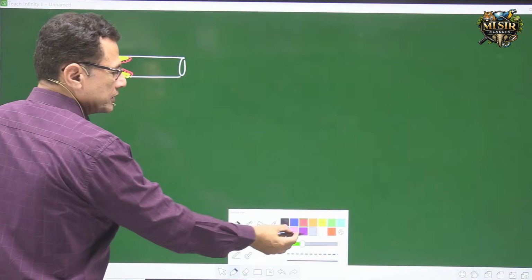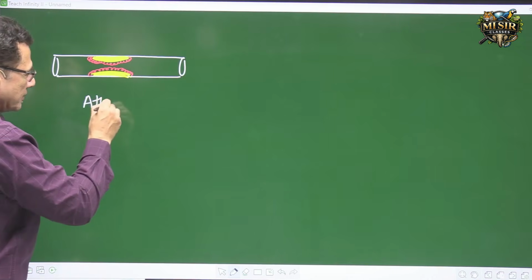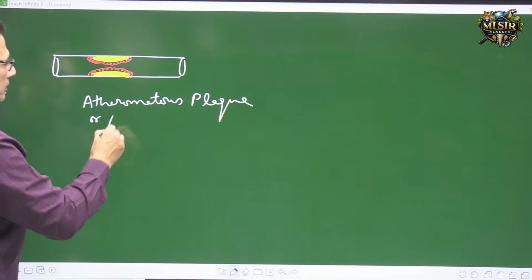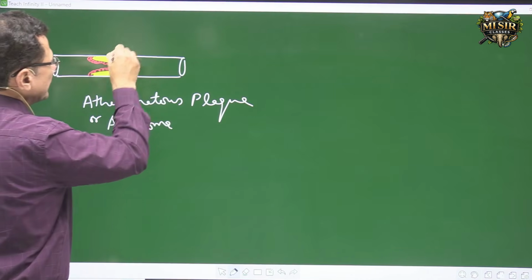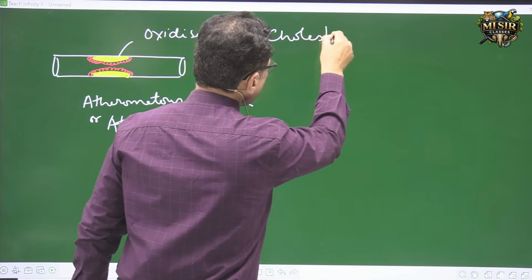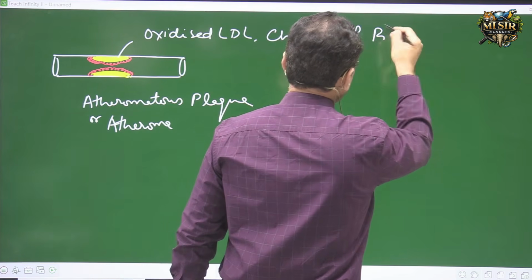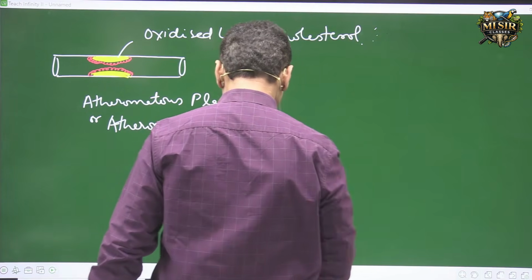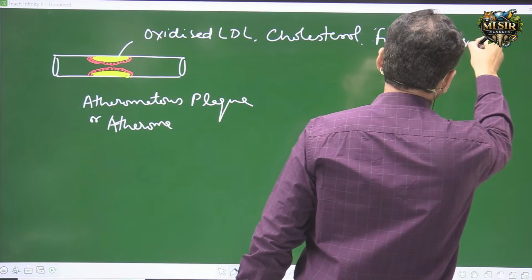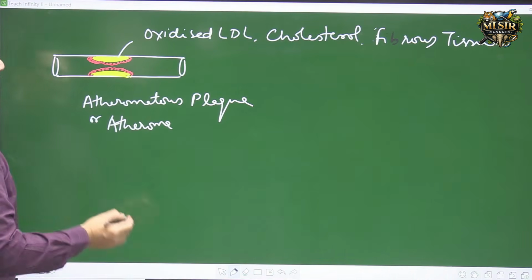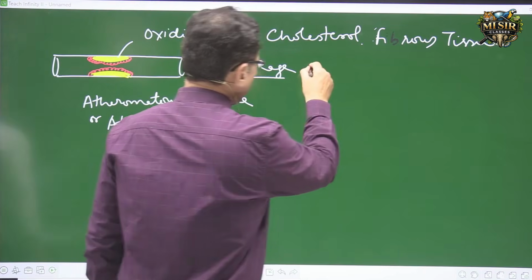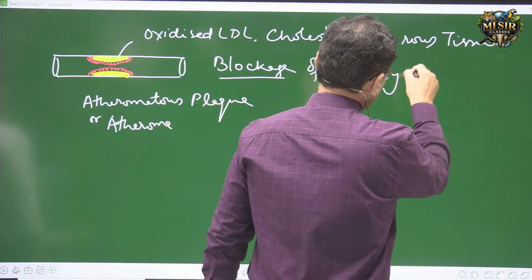This structure, which is not a normal structure, is called an atheromatous plaque or atheroma. Atheroma is oxidized LDL, cholesterol, fibrous tissue, and all. This leads to blockage of the coronary arteries.